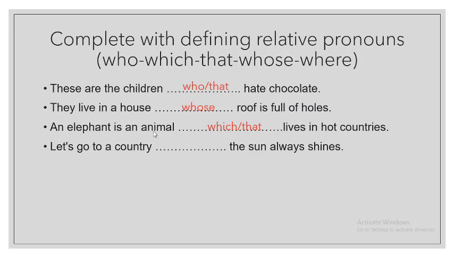See the last example. Let's go to a country where the sun always shines. Okay, here. Country is an object or a person or a place? Yes, it's a place. So we will use the defining relative pronoun for place. And see here, the sun always shines where? In this country, right? So in my answer, I use a preposition. And this is a place. So I will use where.